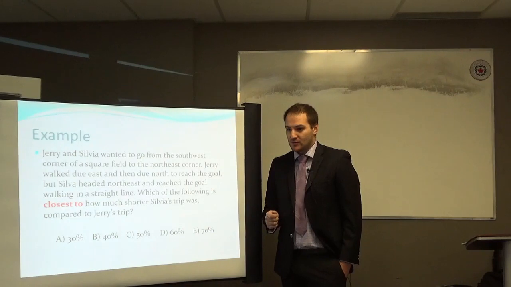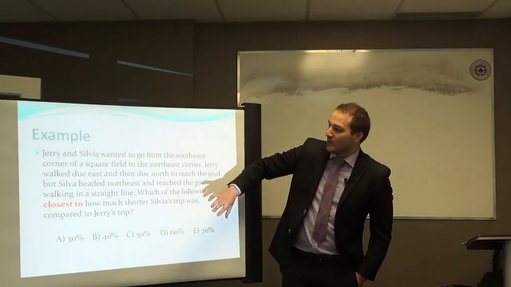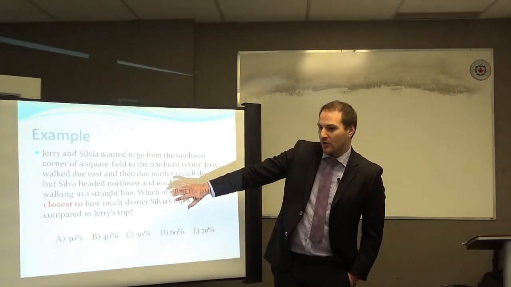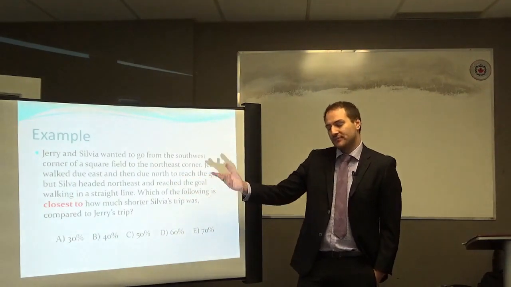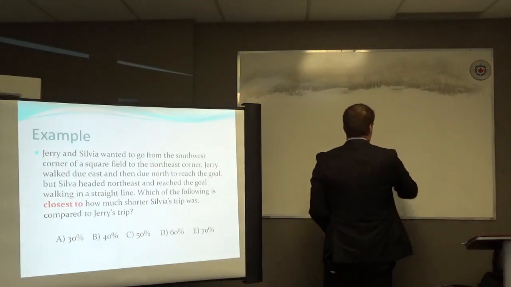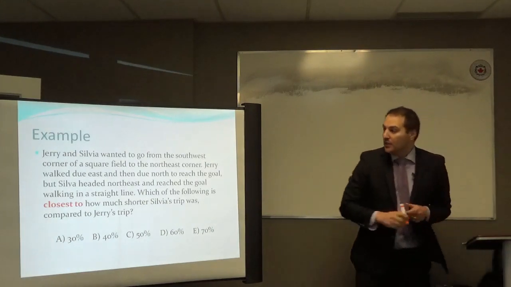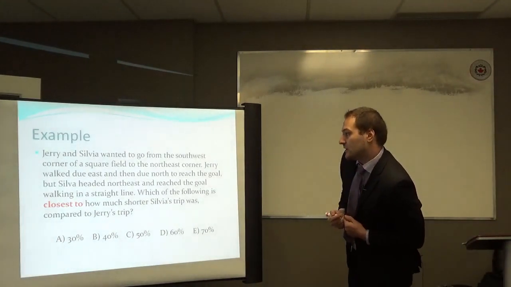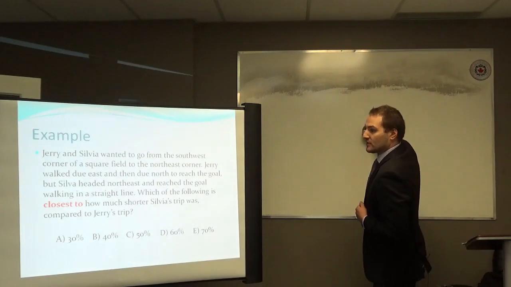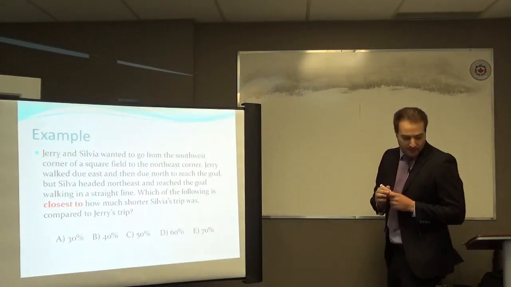I would draw a diagram. Draw a diagram. Perfect. Always draw a diagram. Hint is whenever it's a directional question, you're almost always using Pythagoras' theorem. No problem. Simple. So you draw your diagram. They wanted to go from the southwest corner of a square field, so we know it's a square field, right? That's another key thing.